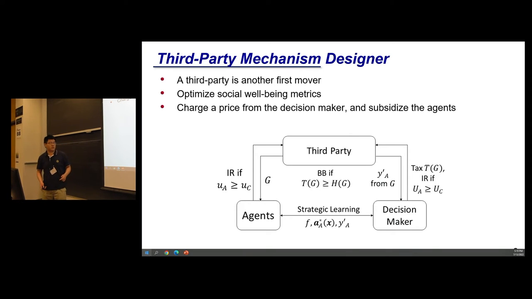So here we want three ideal properties of the mechanism. The first one being individually rational, where the definition is that the agents are better off within the mechanism than opting out. The second one is budget balance, meaning the price charged from the decision maker is weakly larger than the subsidy cost. And the third one is incentive compatibility. Here, this mechanism is a little bit different from the conventional mechanisms. To understand incentive compatibility, we can think of it as when agents participate in the mechanism, they will reveal their private information, their endowment, to the decision maker.